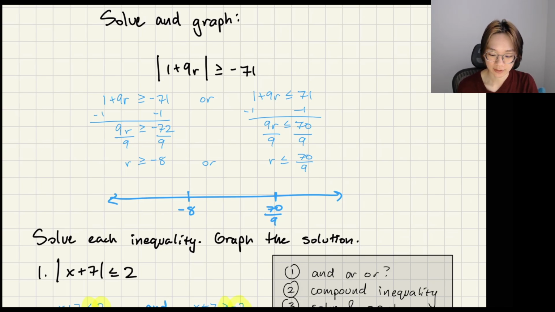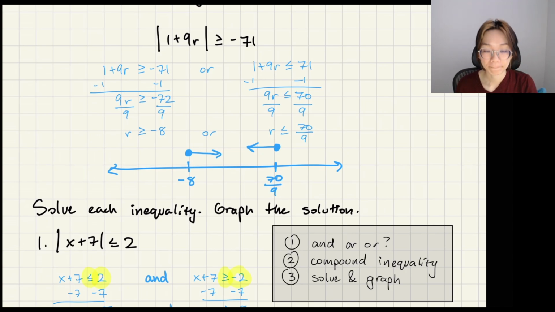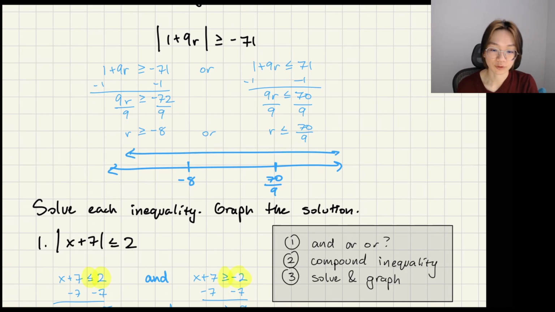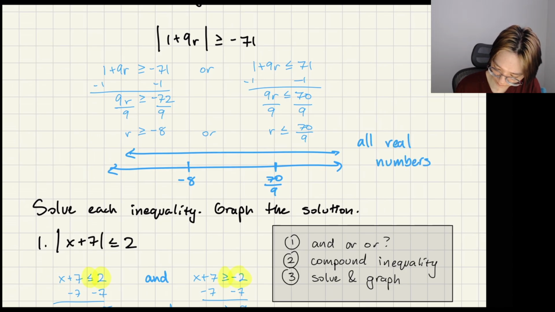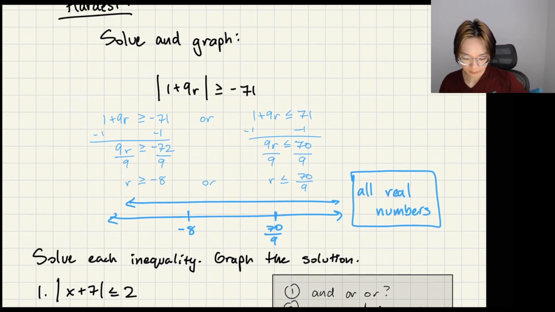Let's double check if they're going to overlap. Negative 8, closed circle, everything greater than negative 8. 70 over 9, closed circle, everything less than 70 over 9. They are going to overlap. Which means, what's our answer? The graph covers the entire number line, and it's all real numbers. So, there's our hardest problem.